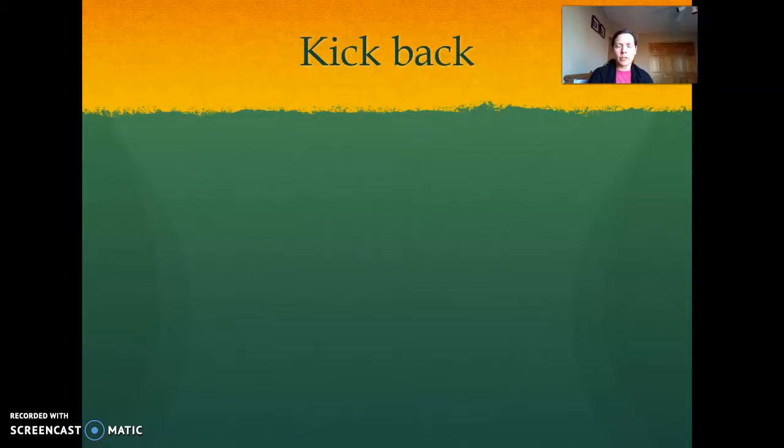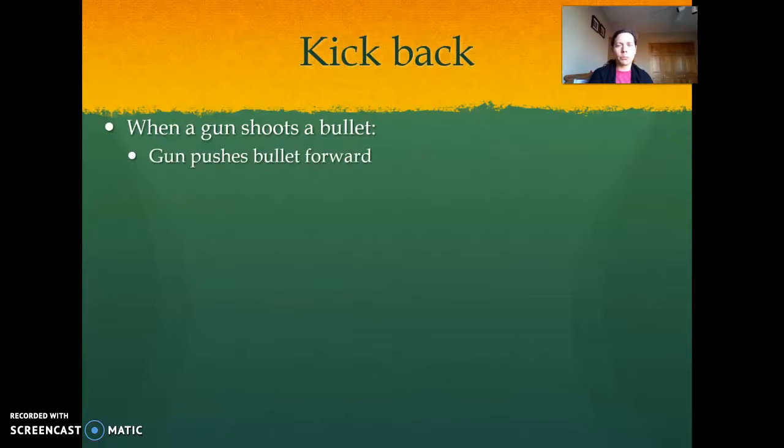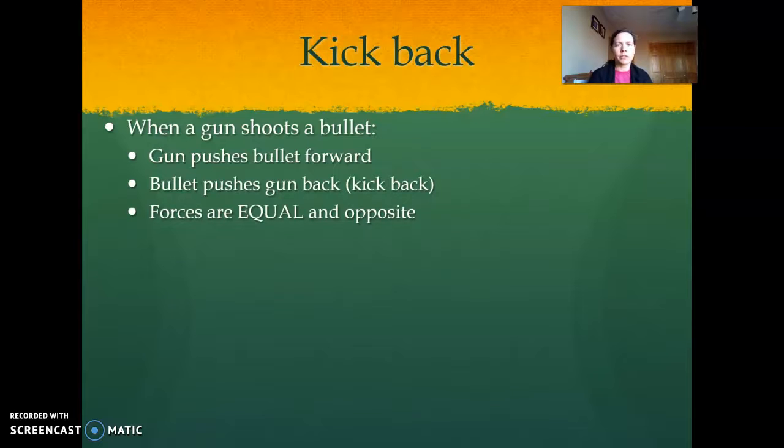So a student once told me that everything is easier to understand if you use guns as an example. So let's think about guns. When the gun shoots the bullet, the gun pushes the bullet forward. That's the action. Then the reaction, the bullet pushes the gun back. That's the kickback. These forces are equal and opposite, and they happen at the exact same time.